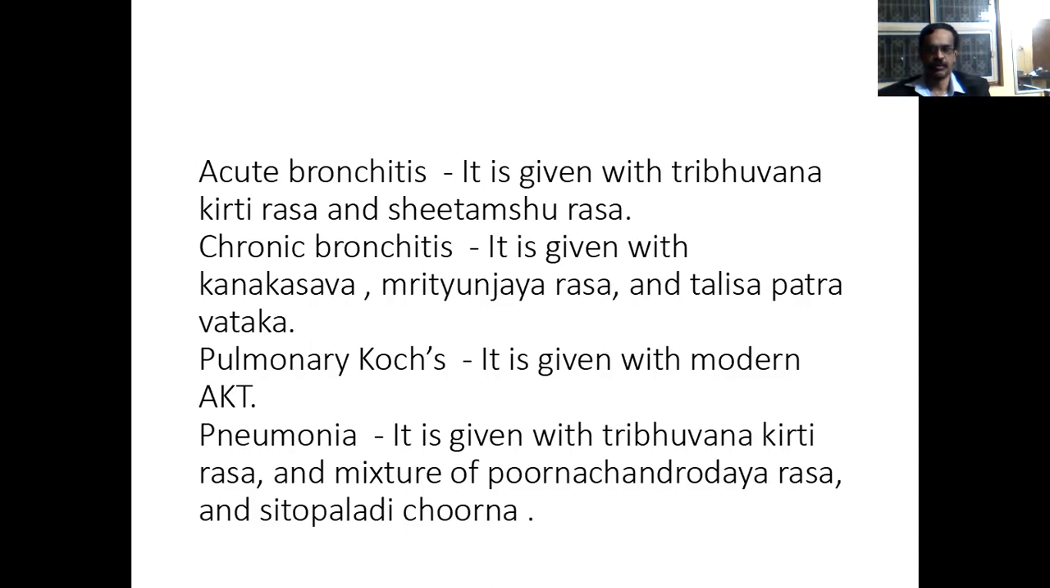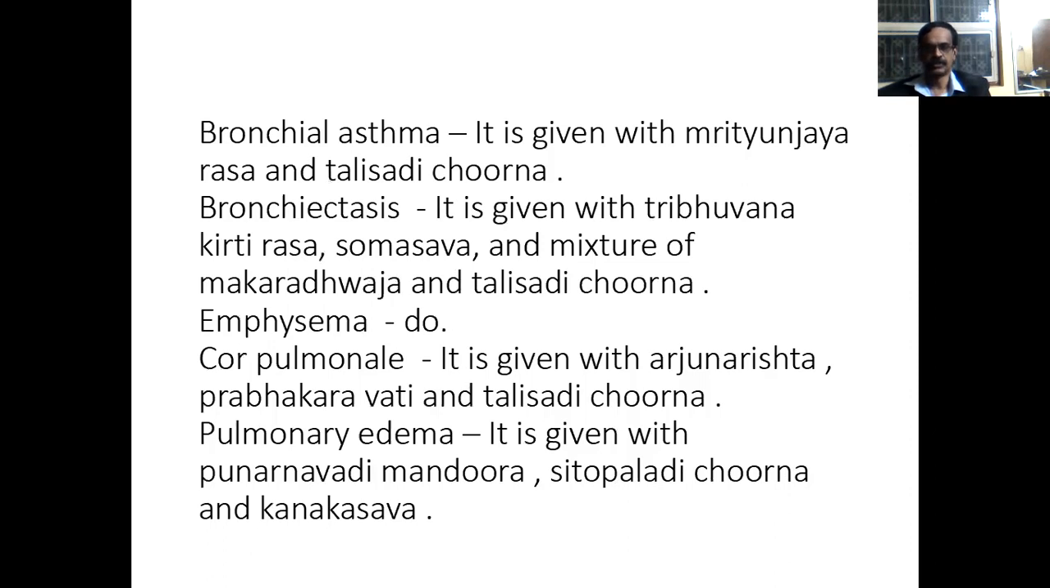In pulmonary coughs, it is given with proper antitubercular treatment. And in pneumonia, with proper antibiotic coverage, it is given with the Tribhuvanakirti rasa and a mixture of Purnachandrodaya rasa and Sitopaladi churna. In bronchial asthma, it is given with Mrityunjaya rasa and Talisadi churna. In bronchiectasis, it is given with the Tribhuvanakirti rasa, Somasava and a mixture of Makaradhwaja and Talisadi churna. In emphysema, similar medicine. In cor pulmonale, it is given with the Arjunarishta, Prabhakara vati and Talisadi churna.